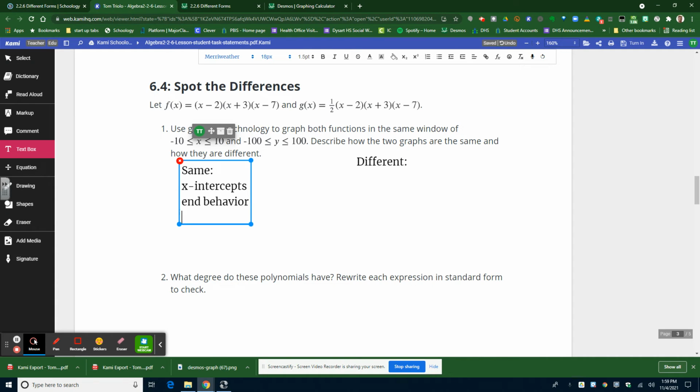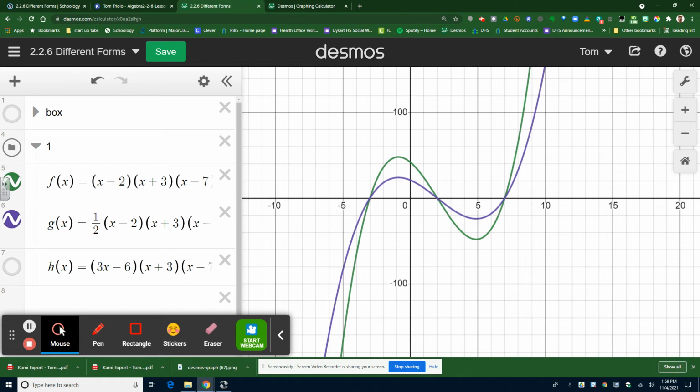Geraldine, what else is the same? What were we talking about? Domain and range. Okay. First class that talked about that one. The other classes did not mention it at all. Anything else that's the same? Anything else?